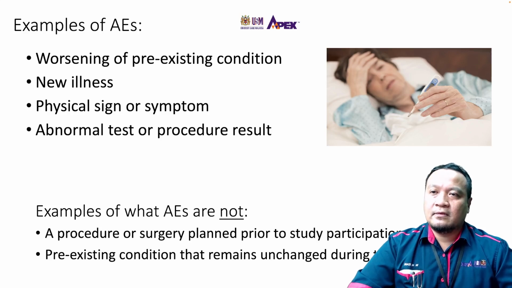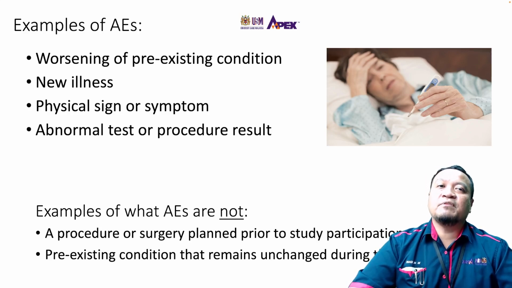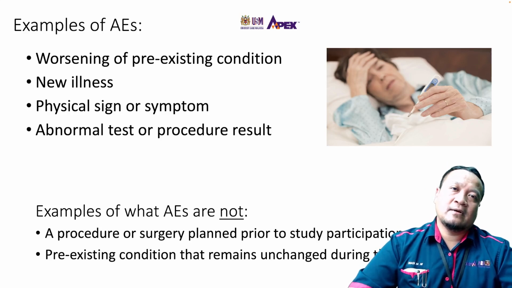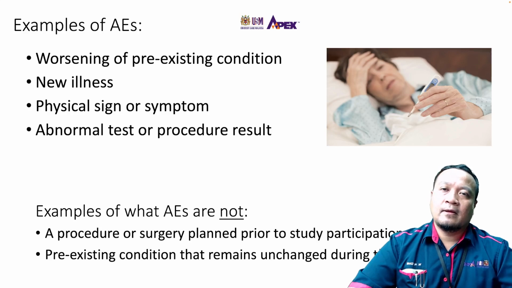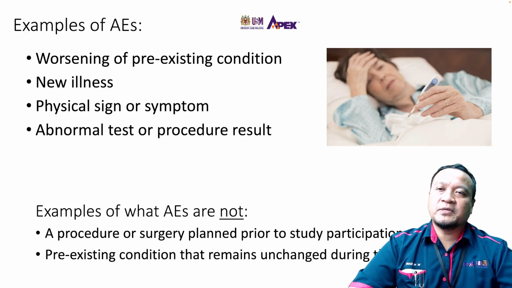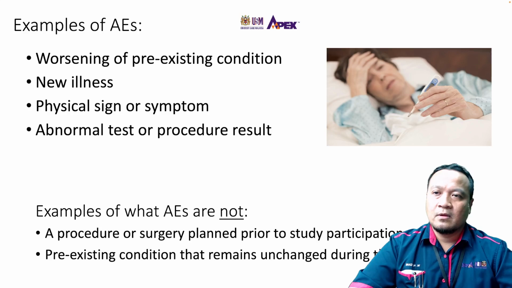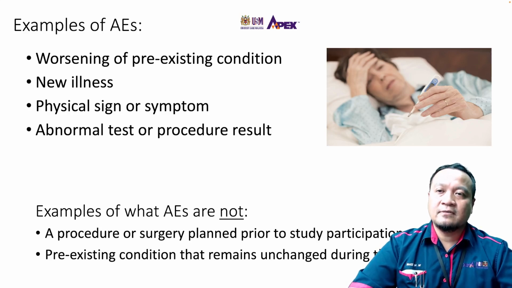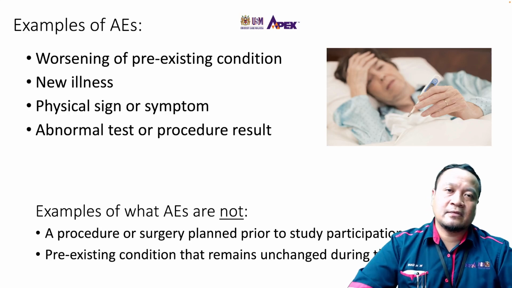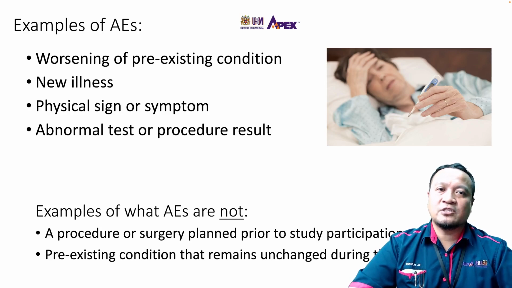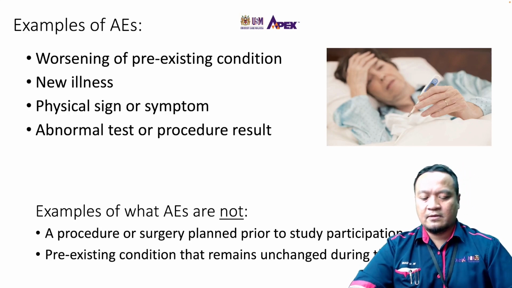So what is not AE? Any procedure or surgery planned before the patient was involved in the trial. So example, before the patient signed consent form, the patient was already planned for admission for angiogram, for example. So that admission is not considered AE. Or the patient has a pre-existing condition. Example, the patient already has hypertension before the patient enrolled in the study, but the blood pressure remains unchanged, remains stable, then that condition is not considered AE.